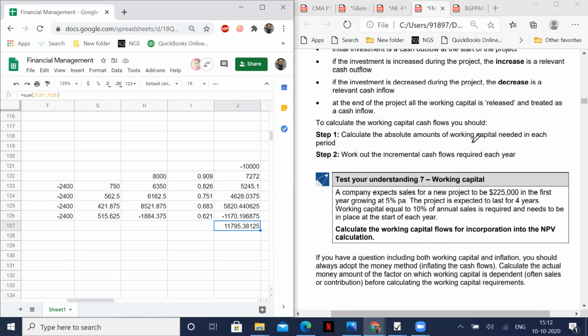Calculate absolute amounts of working capital needed in each period. Work out the incremental cash flows required each year. Meaning, according to the cash requirement, we come to know that we needed a little more capital. In fact, if you look into it more, there are many banks which are offering loans for working capital. Banks are ready to give loans like a working capital loan.